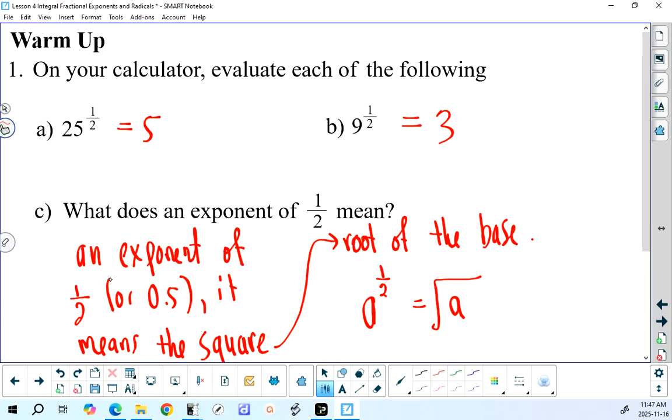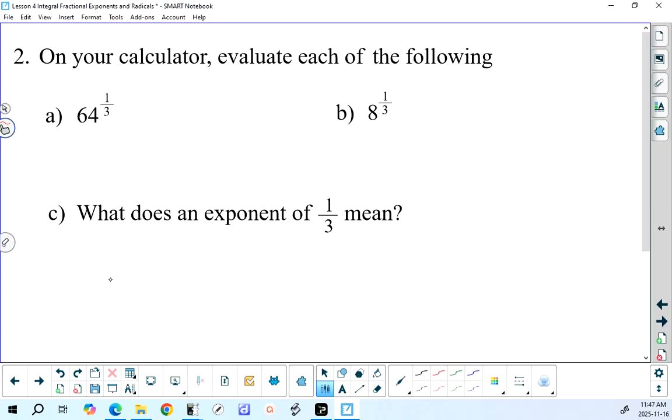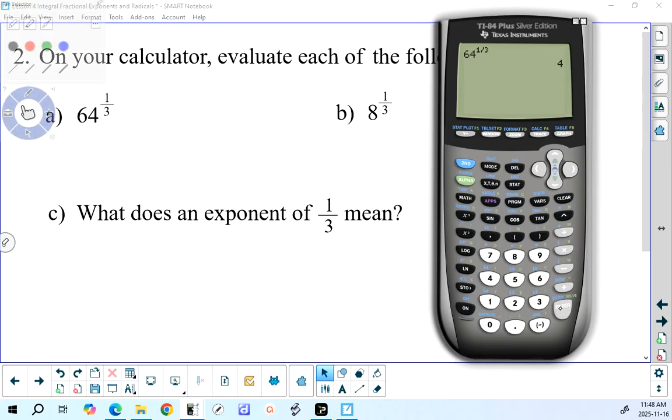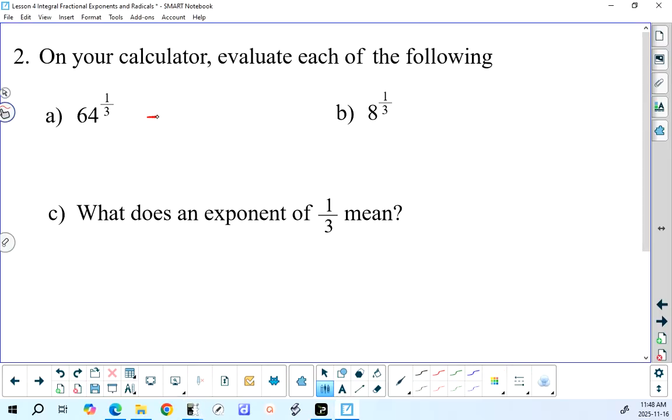Let's move on and take a look at warm-up 2. Warm-up 2 asks us to figure out what 64 raised to the 1/3 is. I'll use the fancy calculator this time, the one where I don't have to use brackets. So 64 raised to the 1/3 happens to give me the number 4. And if you use a different calculator, you'll still get that. Okay, let's write that down. This is equal to 4.